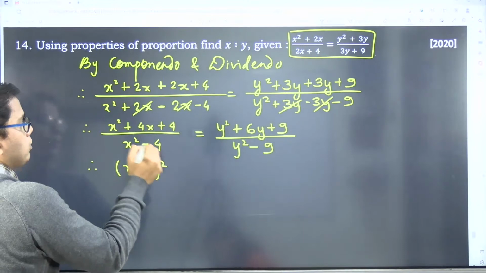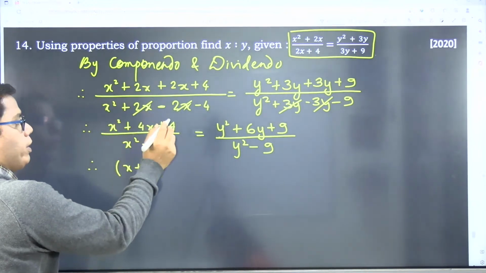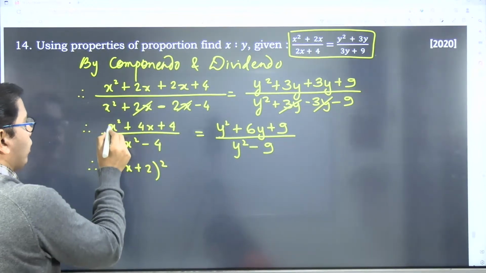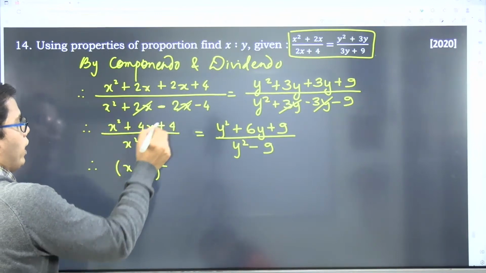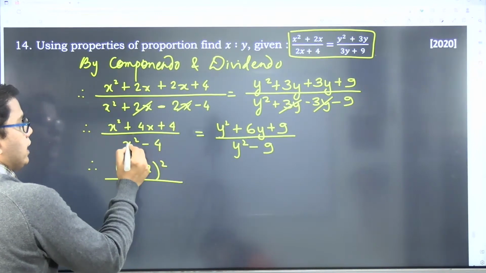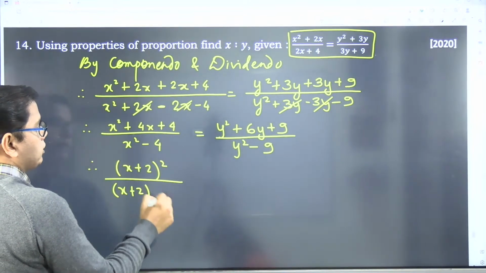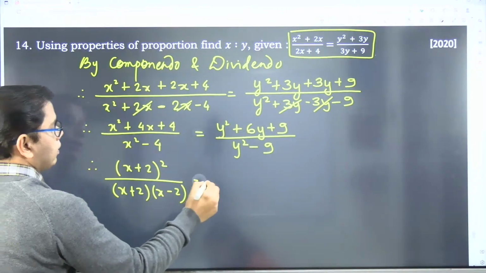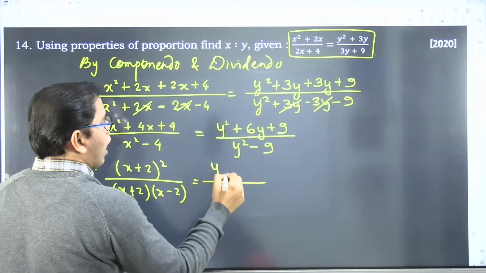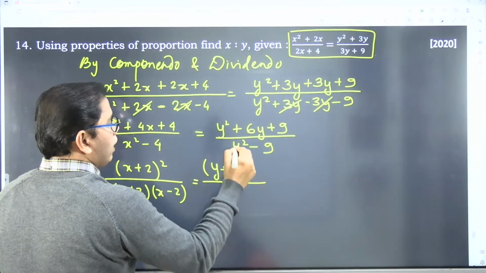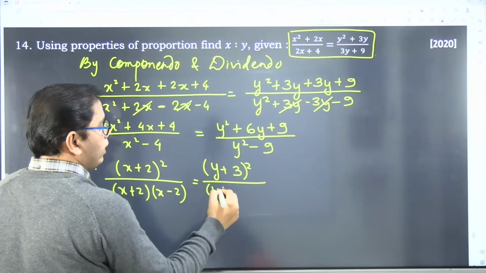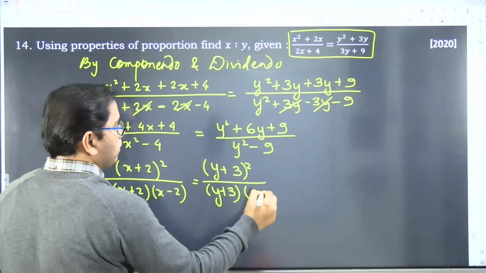Isn't it, (a plus b) the whole square is a square plus 2ab plus b square? On using that formula you are getting x square plus 4x plus 4. And what is this? x square minus 2 square. So this is (x plus 2)(x minus 2). Correct? And this is the formula of (y plus 3) the whole square. And y square minus 3 square is (y plus 3)(y minus 3).